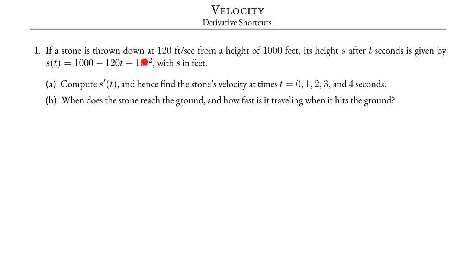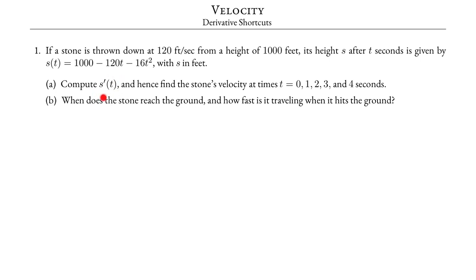If a stone is thrown down at 120 feet per second from a height of 1000 feet, its height after t seconds is given by the function s of t equals 1000 minus 120t minus 16t squared, with s in feet and t in seconds. Compute s prime of t, and hence find the stone's velocity at time t equals 0, 1, 2, 3, 4 seconds. When does the stone reach the ground? And how fast is it traveling when it hits the ground?